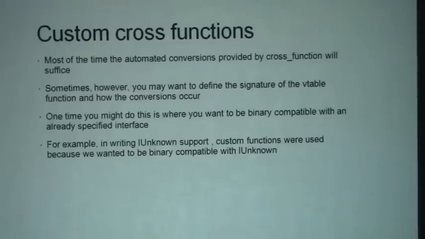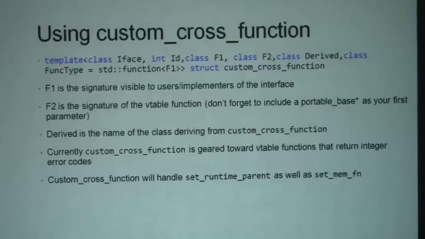All right, what if the cross function doesn't do what you want it to do? So we can define a custom cross function. It takes an interface, which we do from before, an ID as before, but it takes two signatures. One signature is going to be your high-level signature. The other signature is going to be a low-level signature. And to use it, you derive from that and pass the derived type.